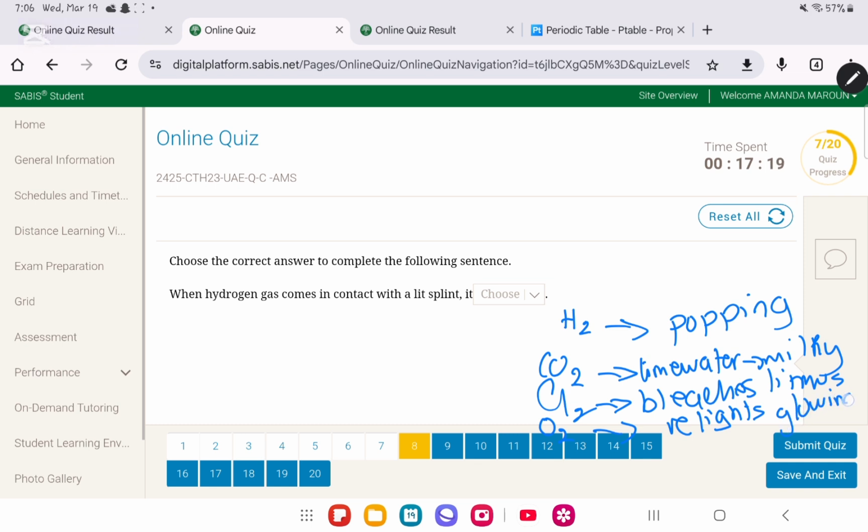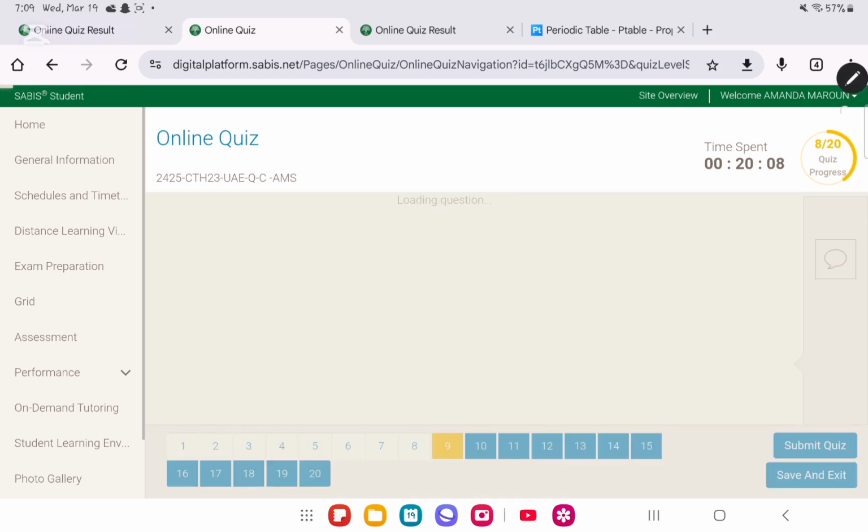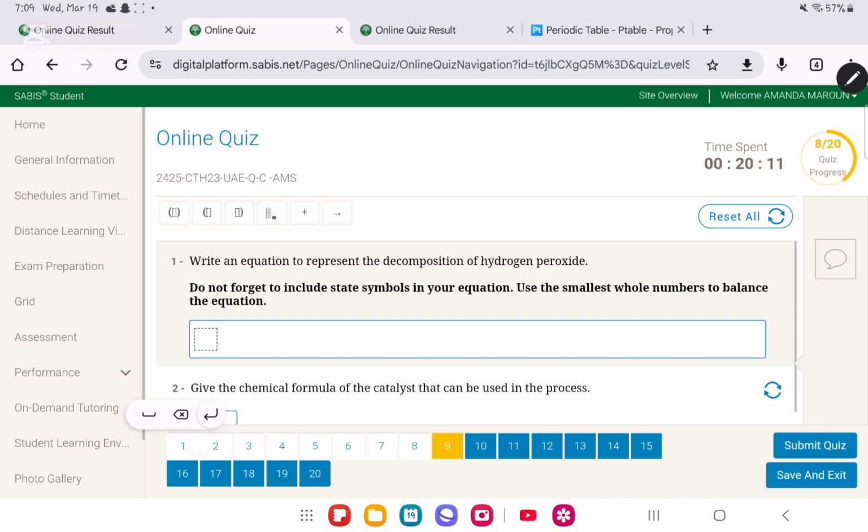Okay, so keep in mind that H2 makes a popping sound with a lit splint, CO2 will make lime water turn milky, Cl2 will bleach litmus paper, and finally O2 gas will relight a glowing splint. So for here, it will make a distinctive popping sound. We move on to question number 9.